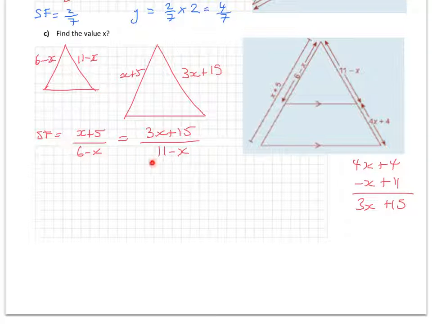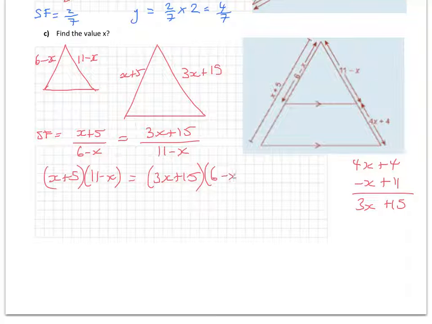And this expression here, we can cross multiply to be able to solve the equation. So I'm going to multiply this numerator by the opposite denominator and this numerator by the opposite denominator. Effectively what I'm actually doing is I'm multiplying everything by 6 minus x and also everything by 11 minus x. So, when I work through that, I will then open up the brackets.